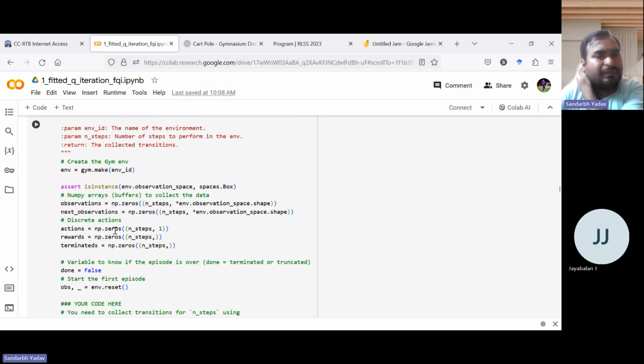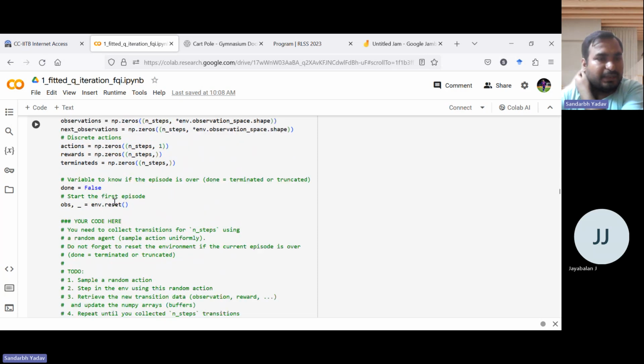And actions will be simply either left or right, so simply 50,000. Similarly, reward we can get plus one or no reward, so it will be just 50,000. Terminated, you can either terminate for each transition or not. And done is initially false. Done basically means whether the episode has terminated. You can terminate either if the episode has actually terminated, or you can terminate because the limit of 500 time steps has passed. So terminated means your pole has fallen off. Truncated means you have reached the maximum time limit.